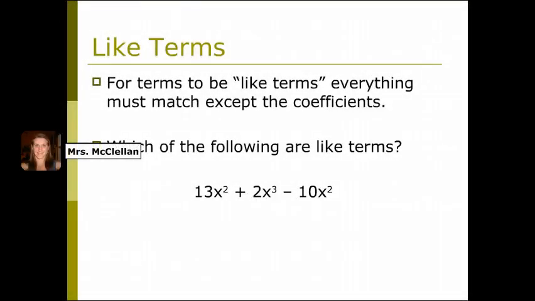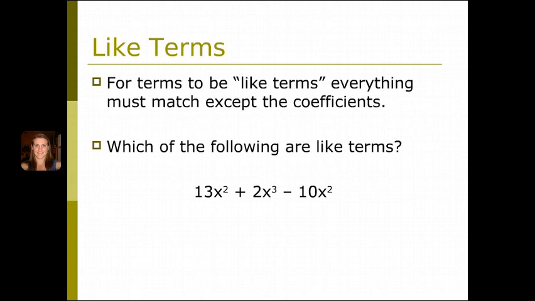A very important concept in algebra is finding like terms. For something to be considered a like term, everything must match except for the coefficient, meaning your variables must match and the exponent attached to the variable must match. Any of your coefficients could be different. However, those variables and exponents must match in order for them to be considered like terms.